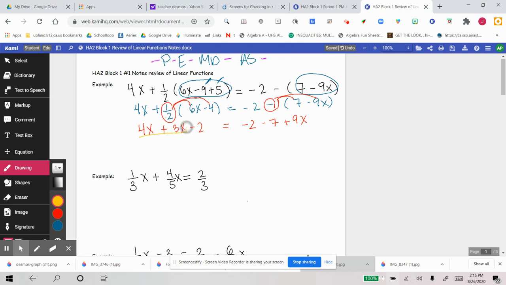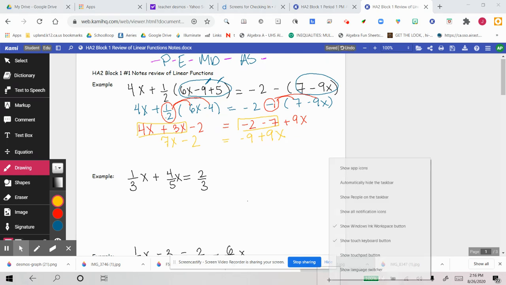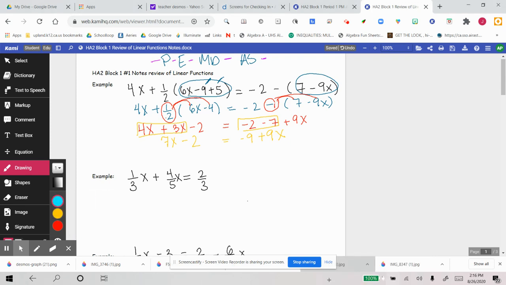So if I just look on this left side, 4x and 3x is 7x. And then -2 and -7 make -9. Then you're going to solve for x. Now you're going to move things from one side to the other side of the equation. So if I go ahead and I subtract the 7x, and add the 9, I get 7 equals 2x.